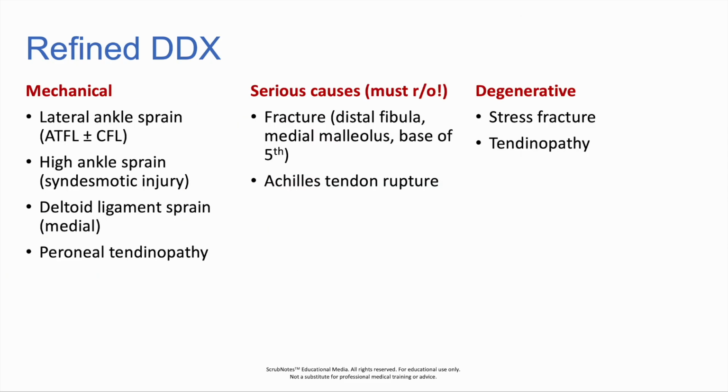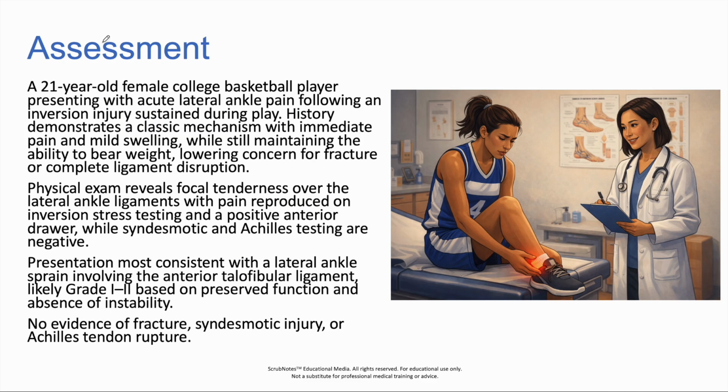At this point, we refine our differential list. Lateral ankle sprain is now my leading working diagnosis, but syndesmotic injury is less likely due to negative squeeze test. A fracture also seems unlikely at this point given weight-bearing ability and lack of any bony tenderness. And last, Achilles rupture also seems unlikely given there's intact strength. Putting everything together, we can present our case assessment.